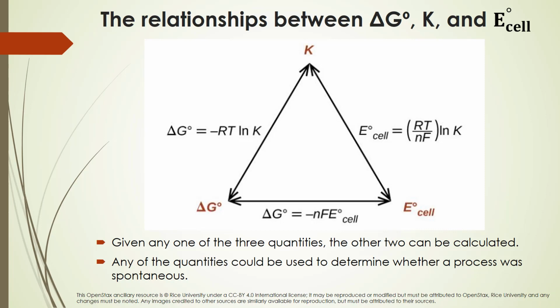So here is a really nice figure showing the relationships between delta G, the equilibrium constant, and the cell potential. And so we can see basically we just have three sides to this triangle, and we can interconvert depending on what our needs are. So if we have any one of the three quantities, delta G, the equilibrium constant, or the cell potential, we can calculate the other two. And any of these quantities could be used to determine whether a process is spontaneous. So we can use any of those.